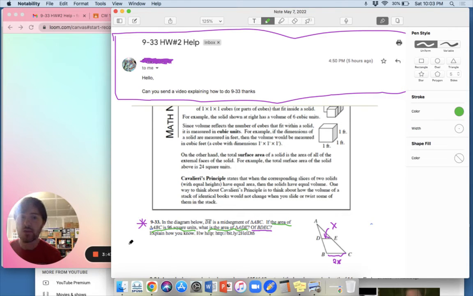So, just to summarize, the linear scale factor of similar triangles equals 1:2.